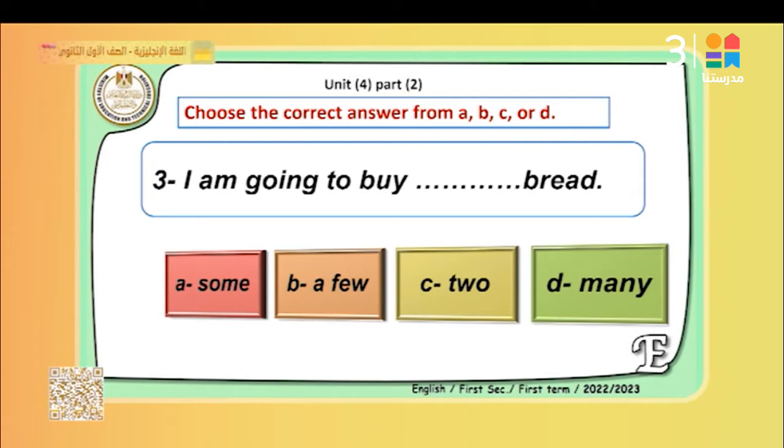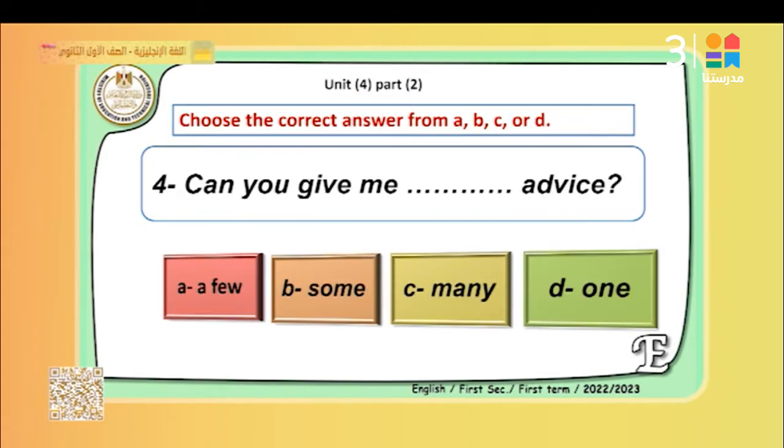Question number 3, I'm going to buy bread. Look at the word bread. Is it countable or uncountable? Can we say one bread, two breads? Of course not. So it's uncountable. So I am going to buy some bread, a few, two, or many? Of course, it's some. Because a few and many are used with countable nouns, and two must be followed by a plural. So here we use some bread.